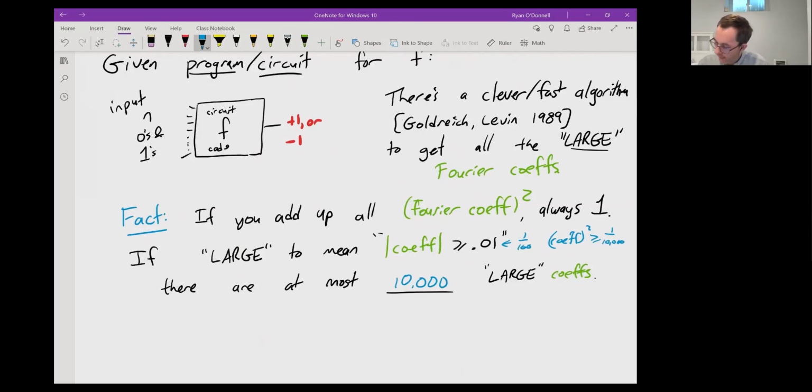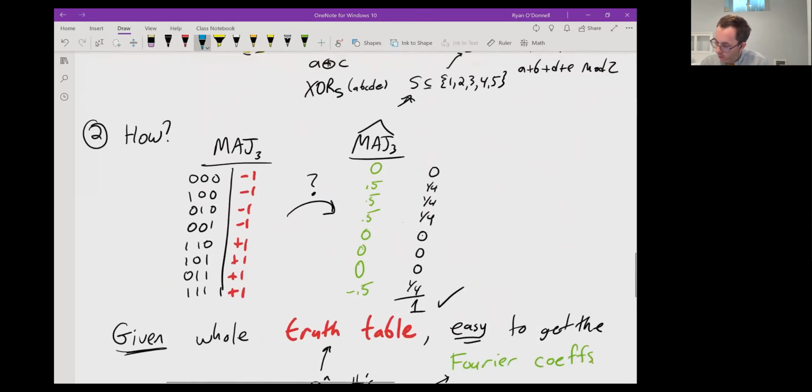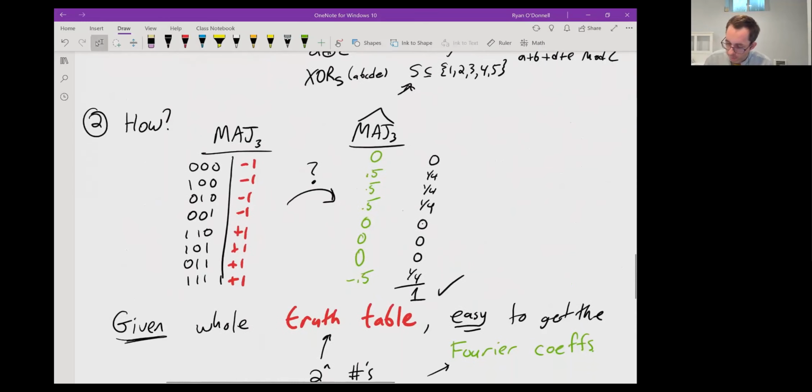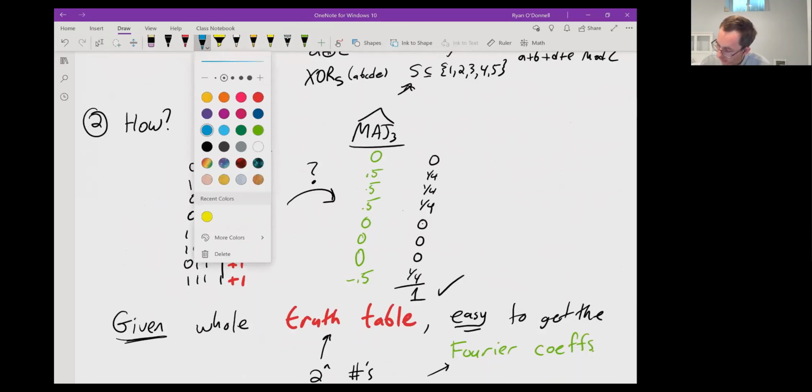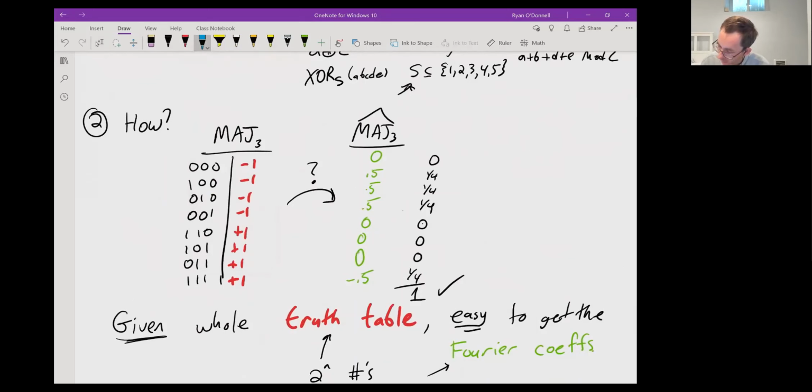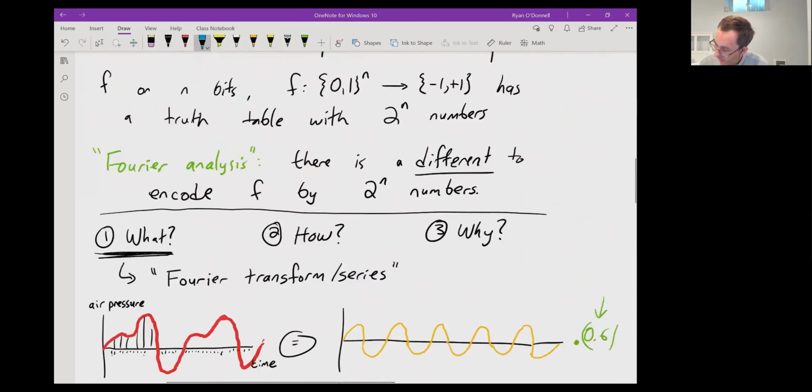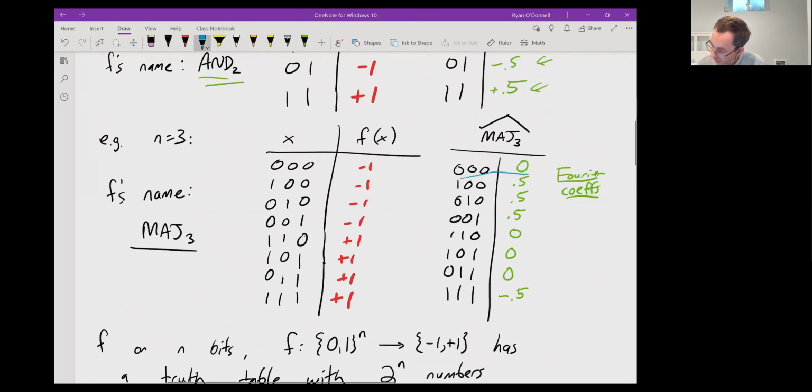And so the existence of this clever Goldreich and Levin algorithm is plausible. If you set your large threshold to be 0.01, there are at most 10,000 different important coefficients to find. What a Goldreich-Levin algorithm would do, let's say for this majority example, which is a very trivial example because there are only 8 rows, is say, aha, here are the important ones. Actually, let me draw it on this one. Here are the important ones: this one, this one, this one, and this one. I found the large ones. Whenever on the right-hand side you had at least 0.01 or less than minus 0.01, it would find them.